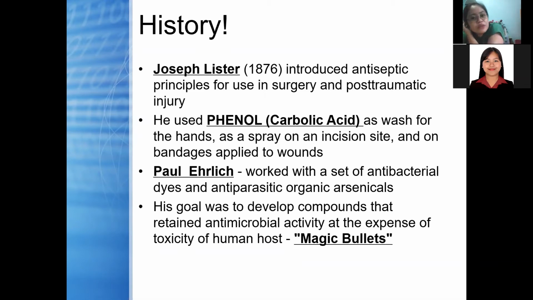However, class, take note that phenol is a corrosive agent. So, this is a strong chemical that is corrosive. So, pwede makasunog sa skin. And then actually, when you apply phenol in your skin, kay tungod masunog siya, muputi na imuhang skin.